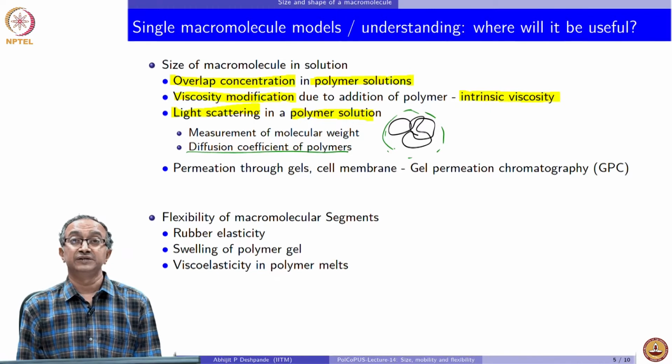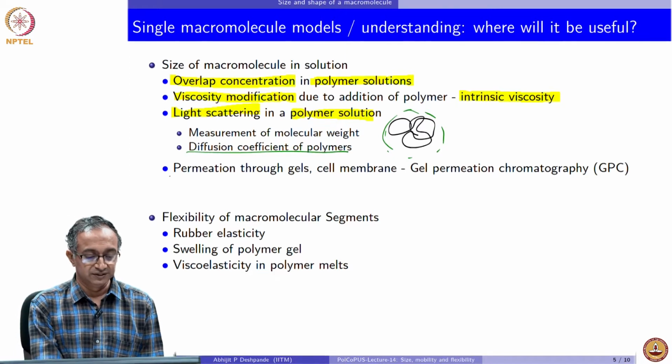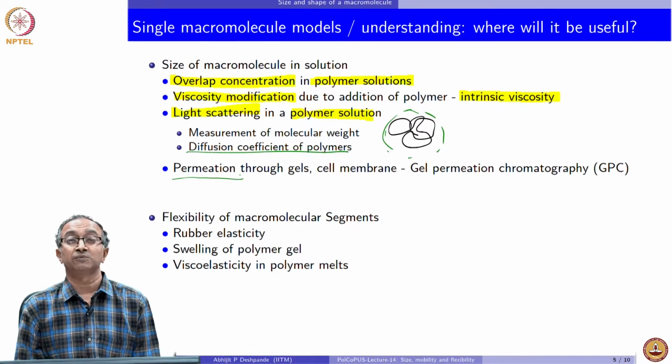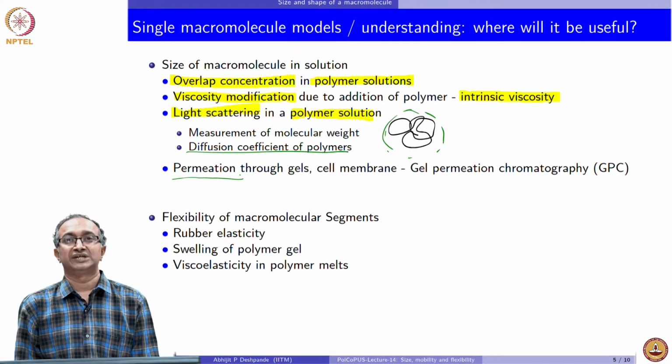Another important feature of the size and shape of macromolecules is useful when we are thinking of how macromolecules move. In case of lots of biological characterization techniques, we separate or analyze biomacromolecules using permeation through gel. And so permeation of these macromolecules through gel depends on size and shape and interactions that this macromolecule has with the surrounding medium.